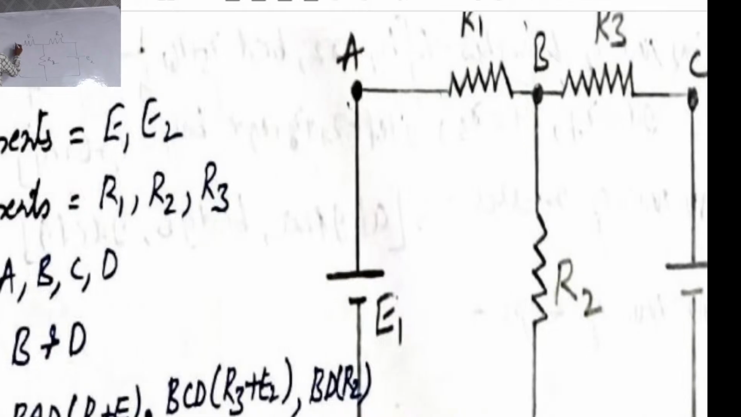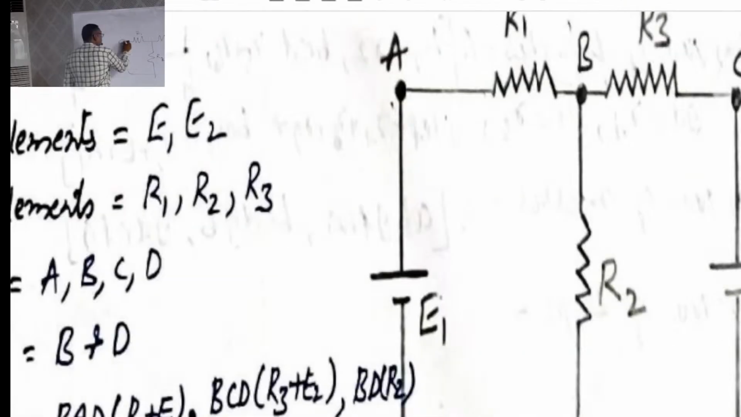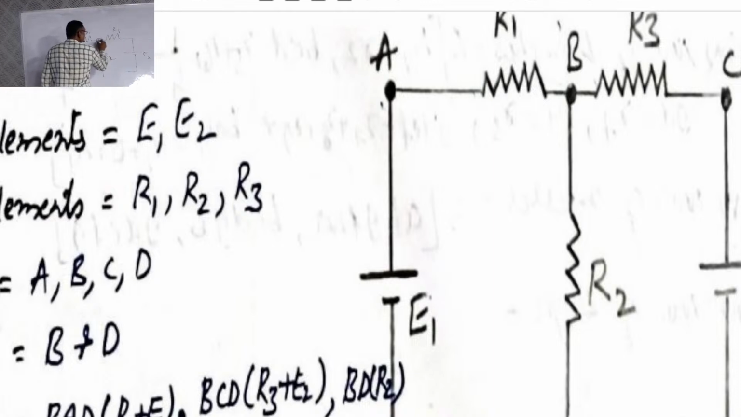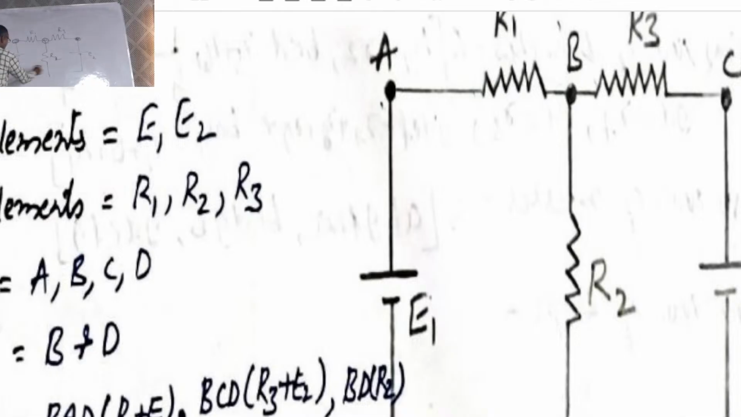I am joining R1, E1. Yes, this is the node. Next one: 1, 2, 3 is the node. 1, 2 is the node. And this one, sometimes E1, R2, E2. This is the node. I want to split it.